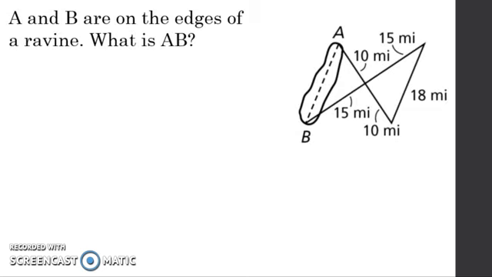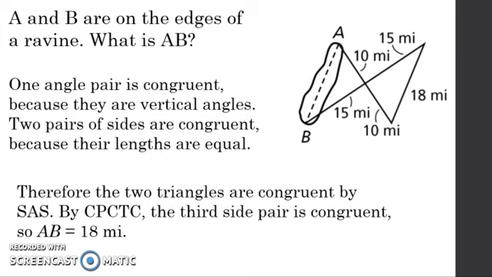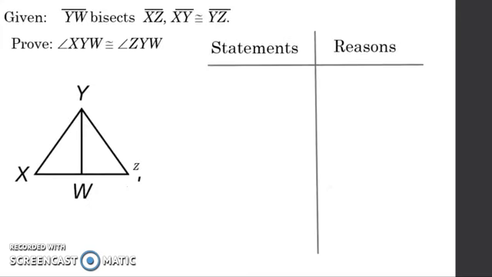Well, here in this question, we know that 2 pairs of sides are congruent and the vertical angles are congruent. So we know that the triangles are congruent by SAS. So due to CPCTC, we know the third pair is also congruent, therefore AB is 18. We will typically use CPCTC in proofs.